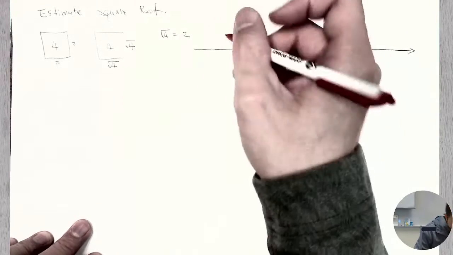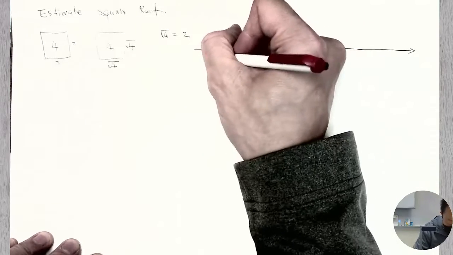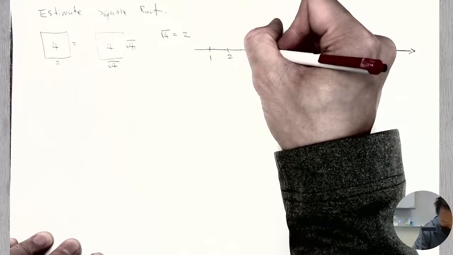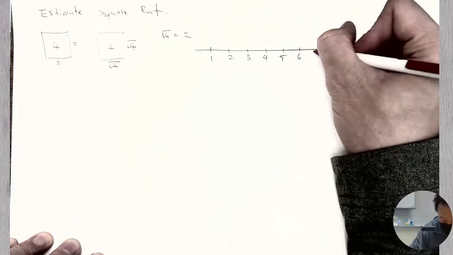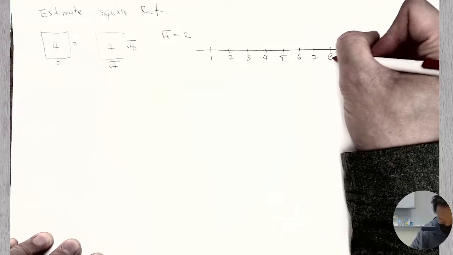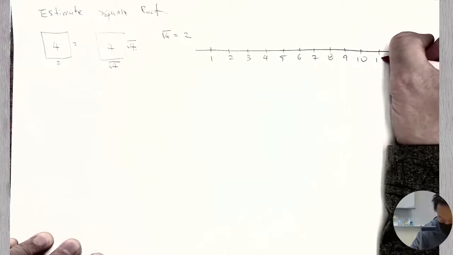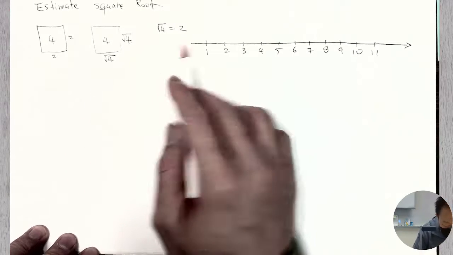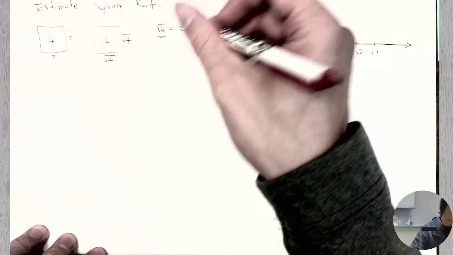If we were to put on a number line, we're going to write integers on the bottom and its corresponding square root version on the top. We're going to start with 1, 2, 3, 4, 5, 6, 7, 8, 9, 10, 11. All right? Next, we're going to write its corresponding square root version just on top of it.